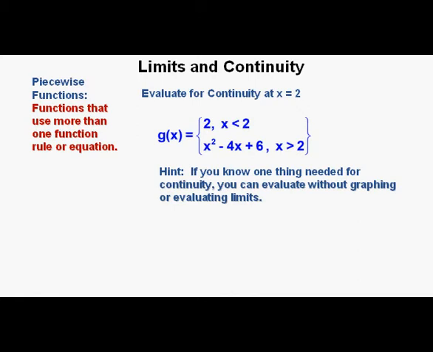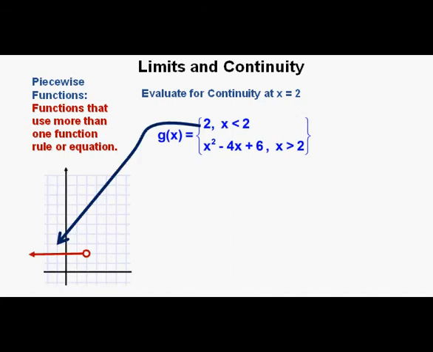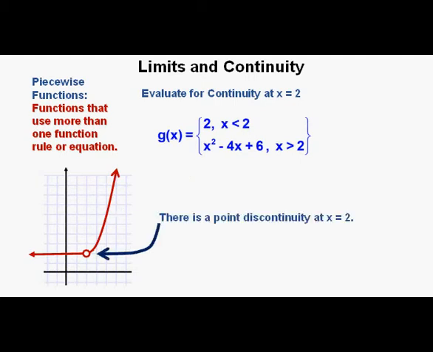For this function, we'll plot both pieces on a single graph. First, we graph the piece that's for x values of less than 2. Next, we plot the piece that's for x values greater than 2, and that's g of x equals x squared minus 4x plus 6. Looking at the graph, there's a point discontinuity at x equals 2 because the function is not defined at this point. Since we have a less than 2 and a greater than 2, this means that g of 2 does not exist.